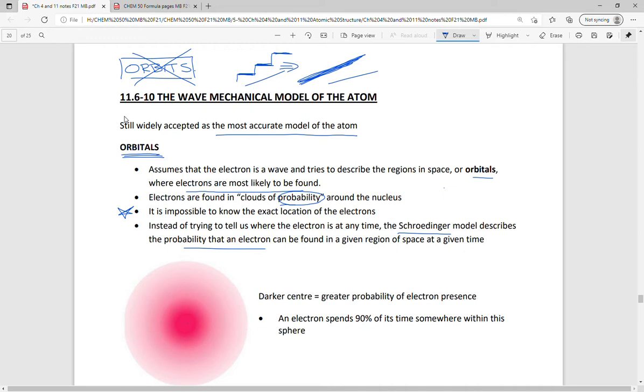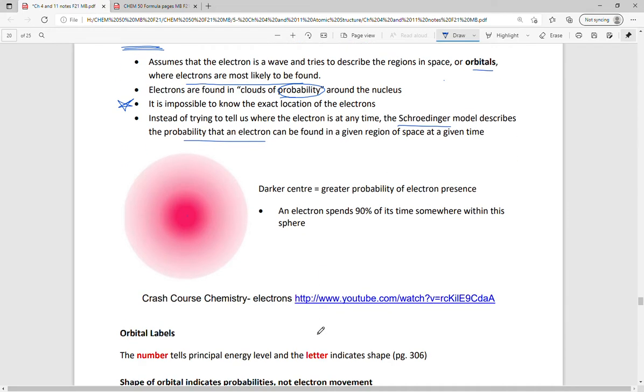Basically it's conceptualized like this: in the darker center, there would be a higher probability of finding the electron close to the nucleus of the atom. The electron spends 90% of its time somewhere within that sphere, and even 10% of the time it's outside the sphere. So as much as this is more modern, it's actually allowing a little bit more wiggle room.